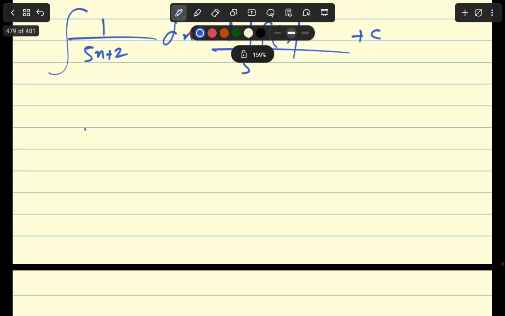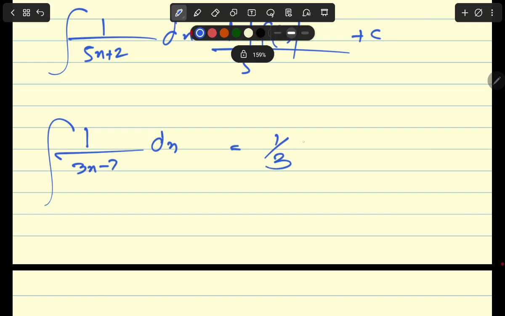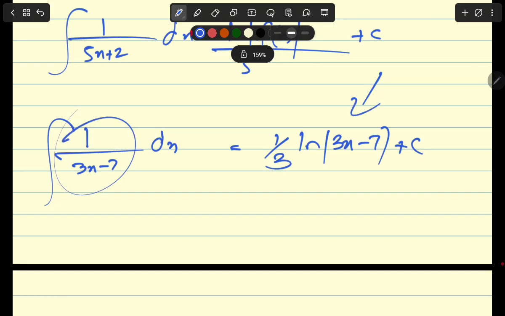Now pause the video and solve this one. 1 upon 3x minus 7 dx. Integrate it. I hope you guys have done it and gotten the answer 1 upon 3 ln of 3x minus 7 plus c. Always verify, differentiate it, and see if you're getting this result, right?